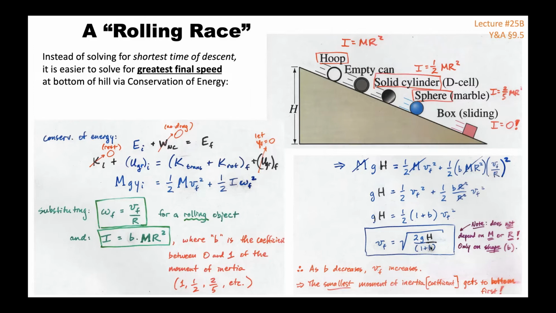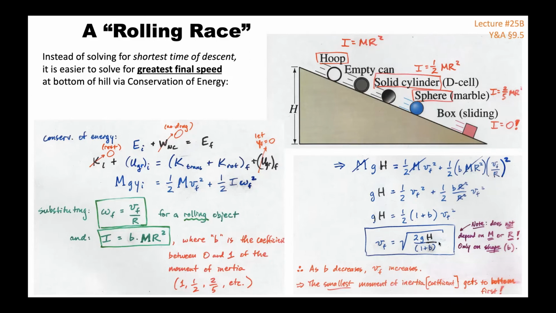Conversely, the objects whose constant little b is the biggest, which would be when b is equal to 1, right? The smallest value b can have is 0. The biggest value little b can have is 1. So the objects whose value for little b is 1, which would be a hoop or empty cylinder, are going to have the slowest linear speed at the bottom of the hill, and therefore we can infer that they got there last. And it turns out this is exactly what happens.